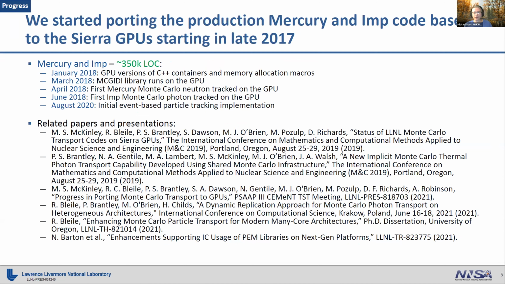So we started looking at this in 2017. By early 2018, we had kind of ported our containers and memory allocation stuff to work on the GPU. We have a nuclear data library called MCGIDDI. It does nuclear data cross-section lookups, and it also does collision physics for us. It was C++ with virtual function calls and all sorts of stuff that do not work well going on GPU, but we ported that. We managed to track our first neutron in April, our first thermal photon by June. By 2020, we realized we needed to do event-based, so we got that implemented.